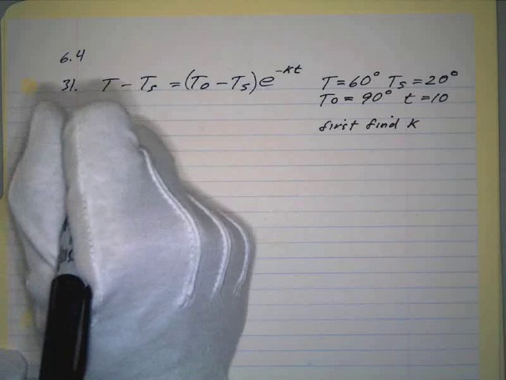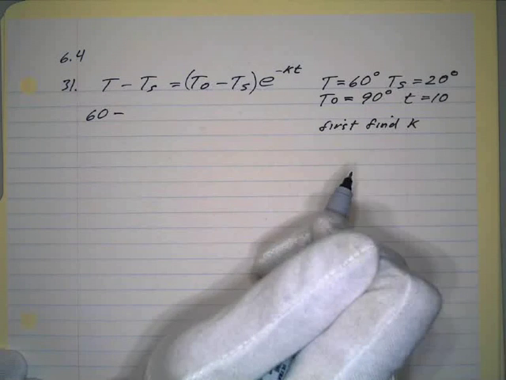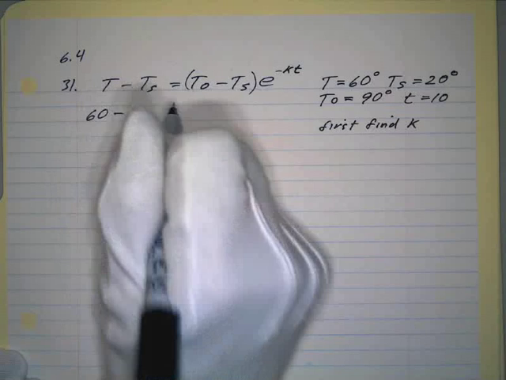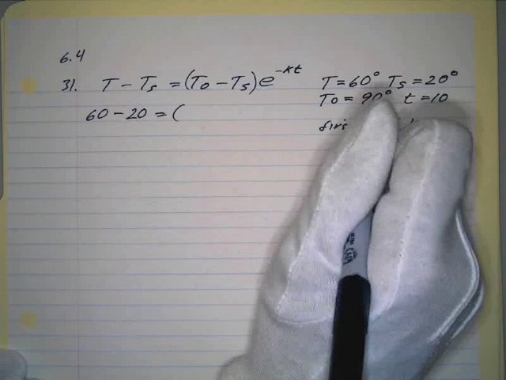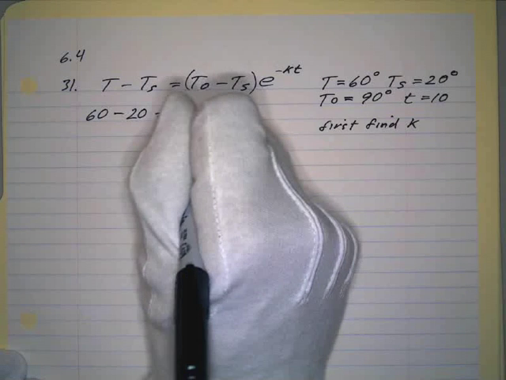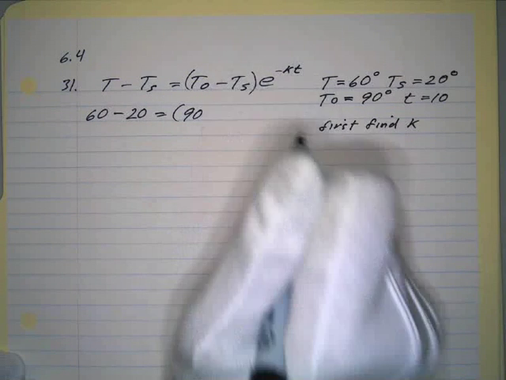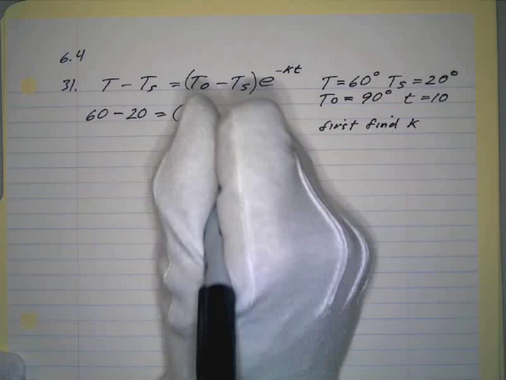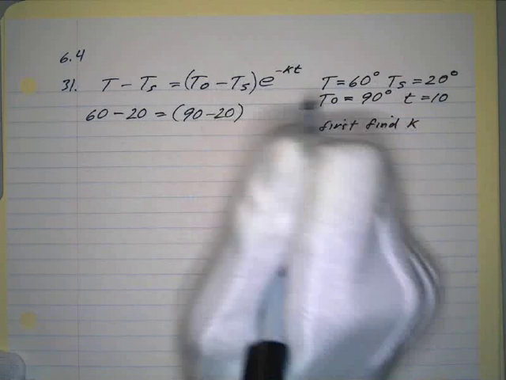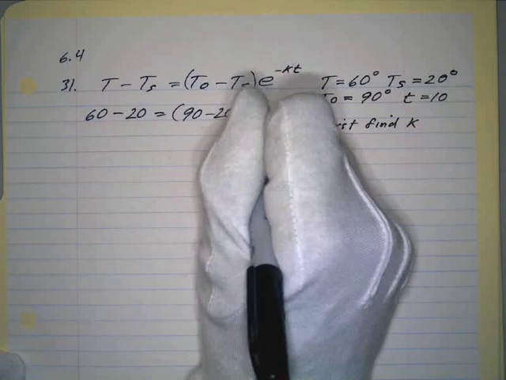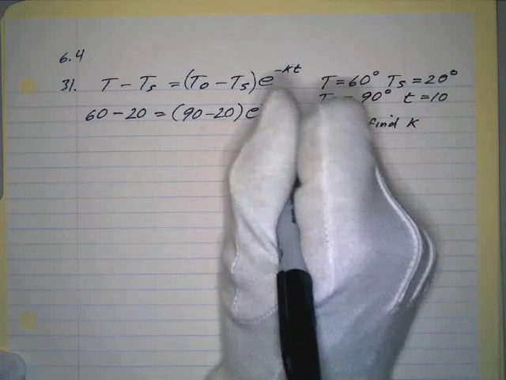So my temperature is 60 degrees. My surrounding temperature was 20 degrees, that's my room. And that equals, again, the initial temperature. So I started out at 90 degrees, that was the cup of soup when I started, minus 20. And that equals e to the negative K times T, and T is 10.